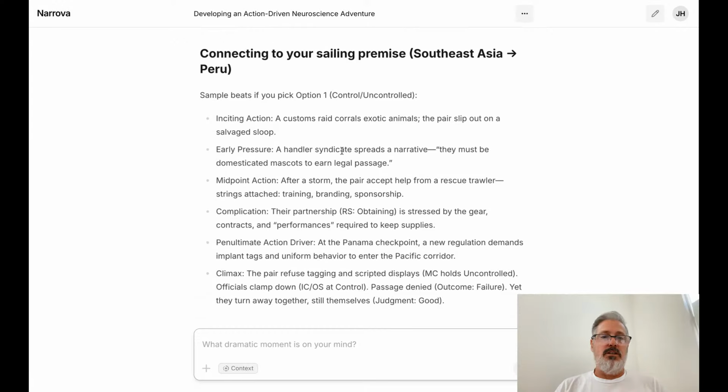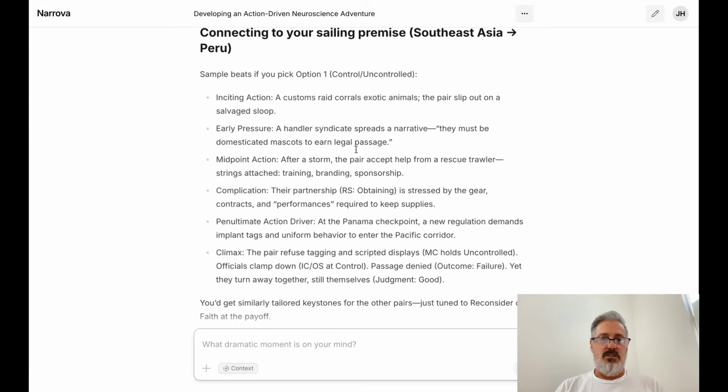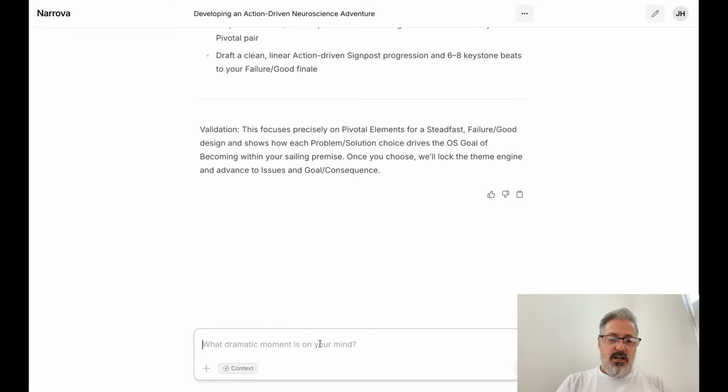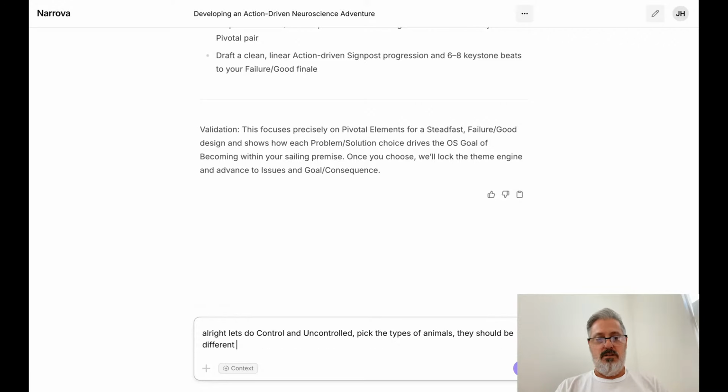Oh, and now it's jumping ahead. So if it's control and controlled, what that would look like. And so I would just say this. I will say, all right, let's do control and uncontrolled. Pick the types of animals. They should be different species, and then associate the element with the animal based on characteristics of that animal.